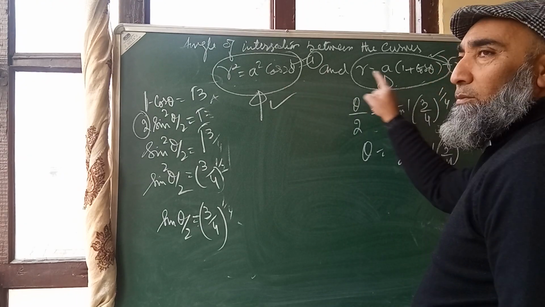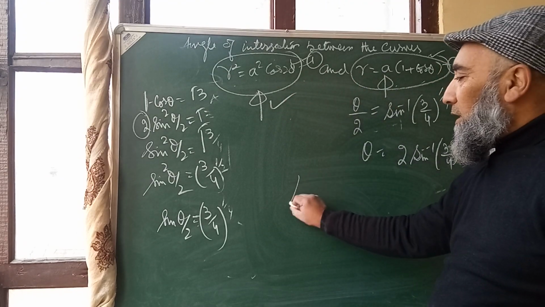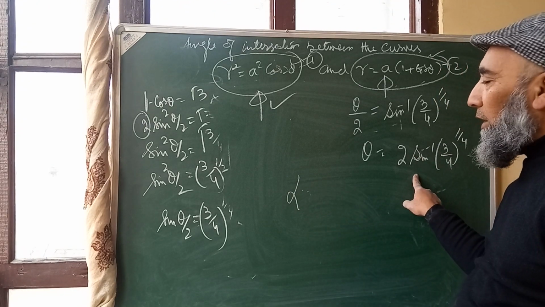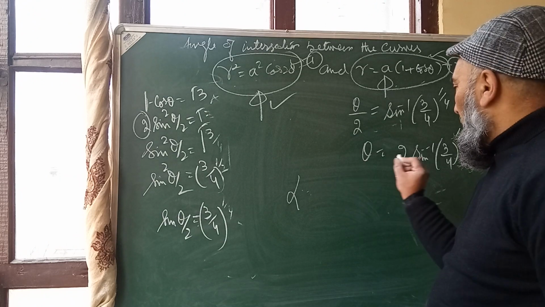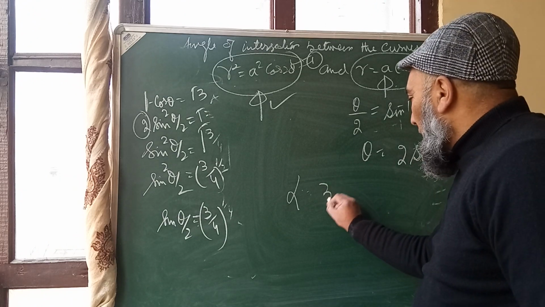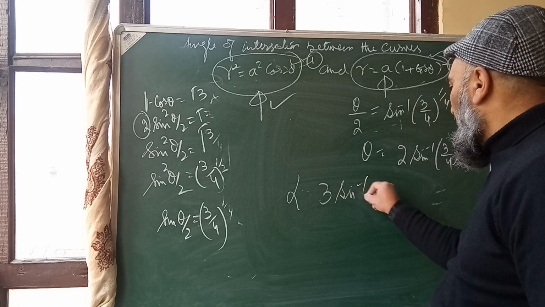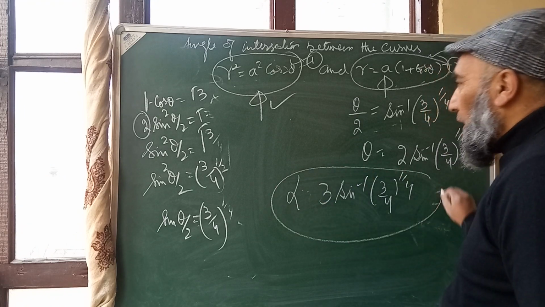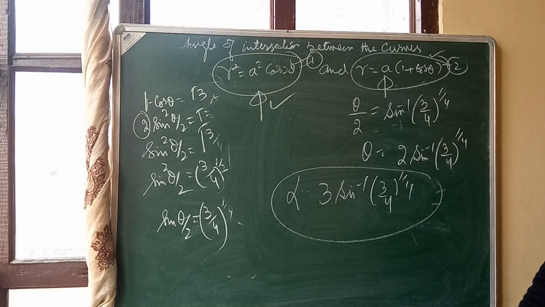So whichever is bigger, you have to take alpha as phi 1 minus phi 2 or phi 2 minus phi 1. Substitute the value of theta, and you will exactly get it as 3 sine inverse 3 by 4 raised to the power 1 by 4. Do it yourself because we have already done this question right now.